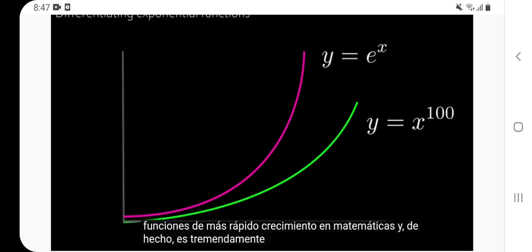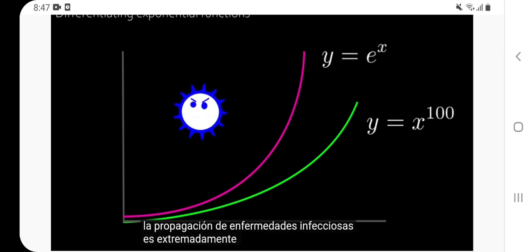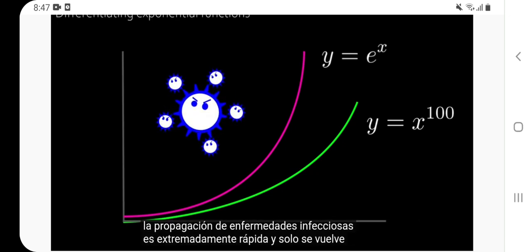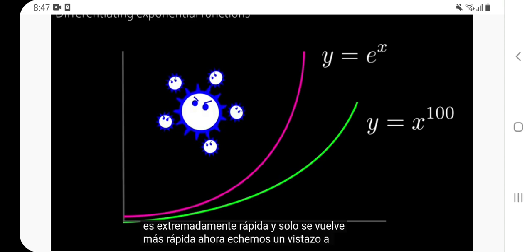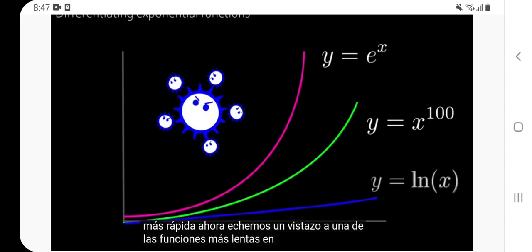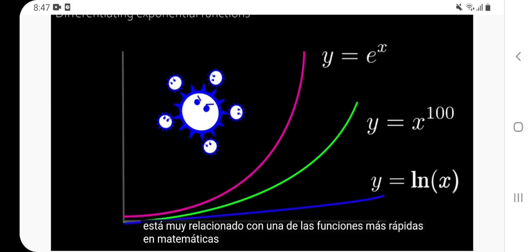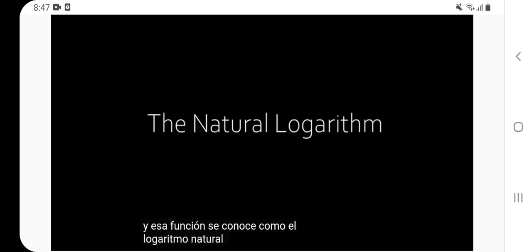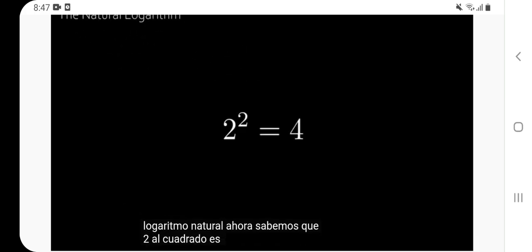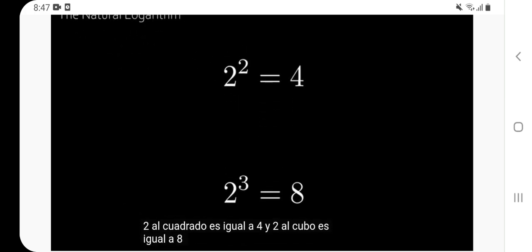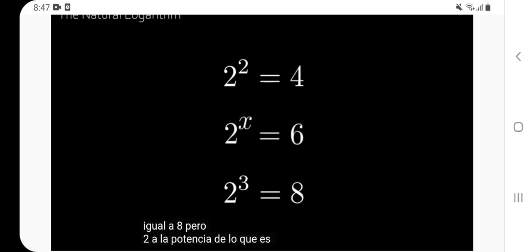And in fact, it's scarily quick, because this means the spread of infectious diseases is extremely fast and only gets faster. Now let's take a look at one of the slowest functions in mathematics, and it's very related to one of the fastest functions in mathematics, and that function is known as the natural logarithm. Now we know that 2 squared is equal to 4 and 2 cubed is equal to 8, but 2 to the power of what is equal to 6?